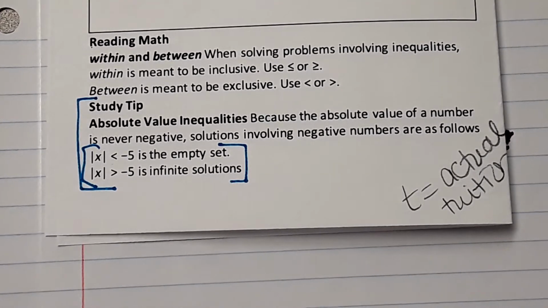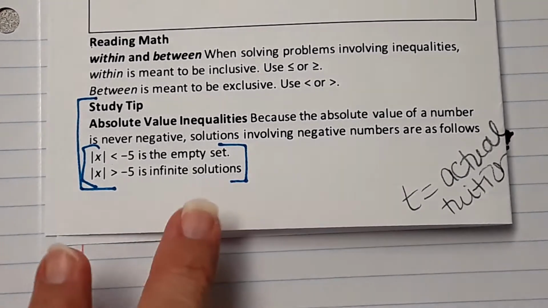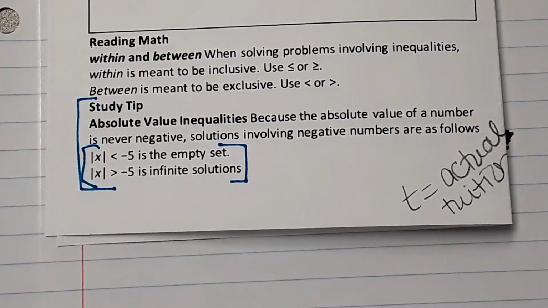If you've isolated the absolute value, that means the absolute value is by itself. There's nothing in front of it, nothing after it. It's just the absolute value, and it's greater than a negative number. That means the entire line is going to be shaded in, and the entire line is your solution. So that is the difference. This is really important that you keep in mind, okay? You ready to do example 3?